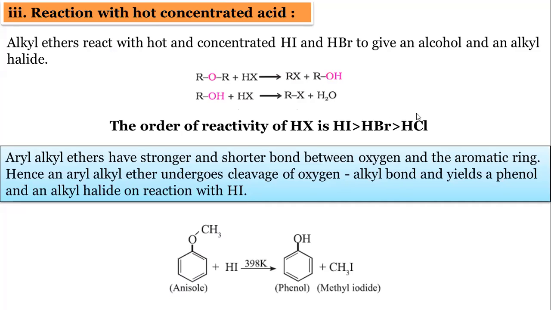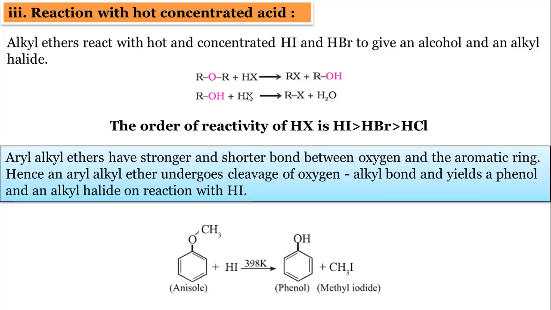So if these ethers react with HX, it may be HCl, HI, or HBr, we get one molecule of alkyl halide and one molecule of alcohol. This bond will be broken, this bond will be broken. The C-O bond will be broken, and we get one is RX, and another one is ROH.